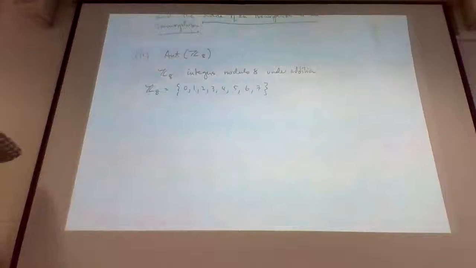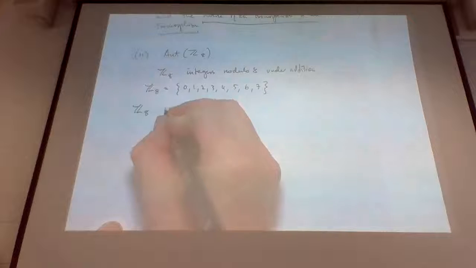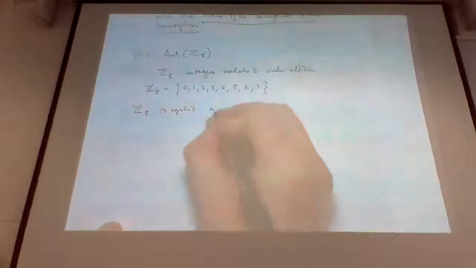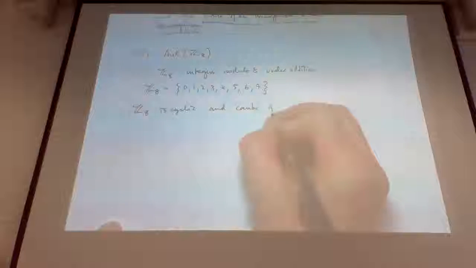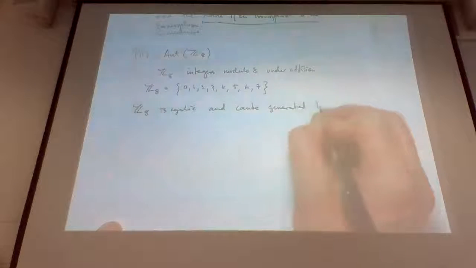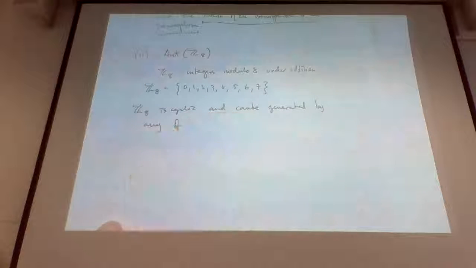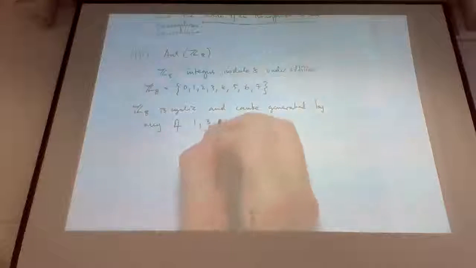To make progress with this, you have to realize a key property of isomorphisms that allows you to identify them and describe the different ones. It's to do with generators. This group Z8 is cyclic and can be generated by any of, so what are its generators? Indeed, all the odd numbers. So any of 1, 3, 5, or 7.